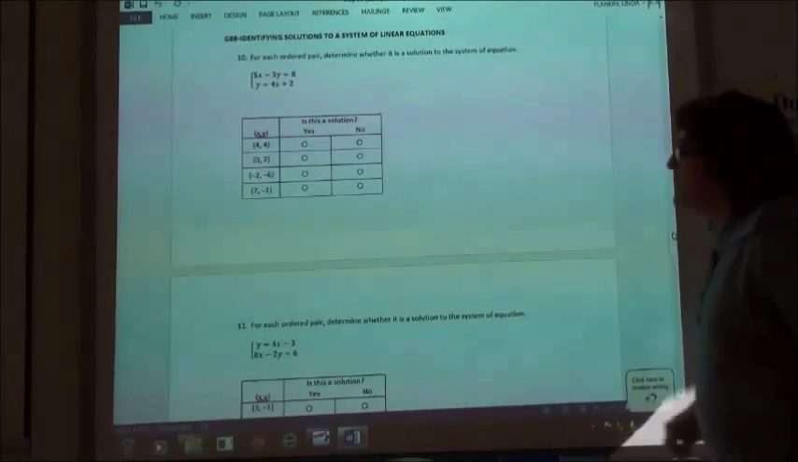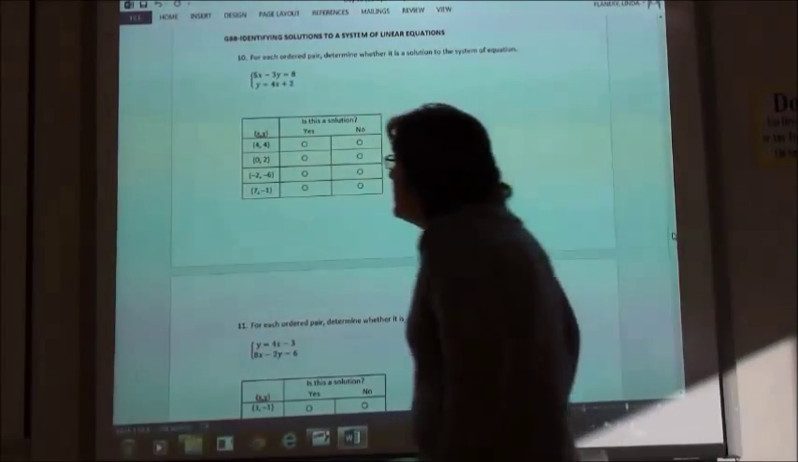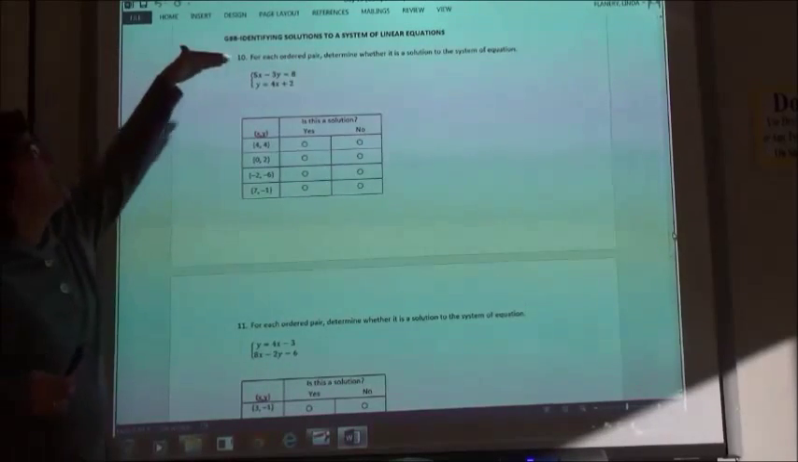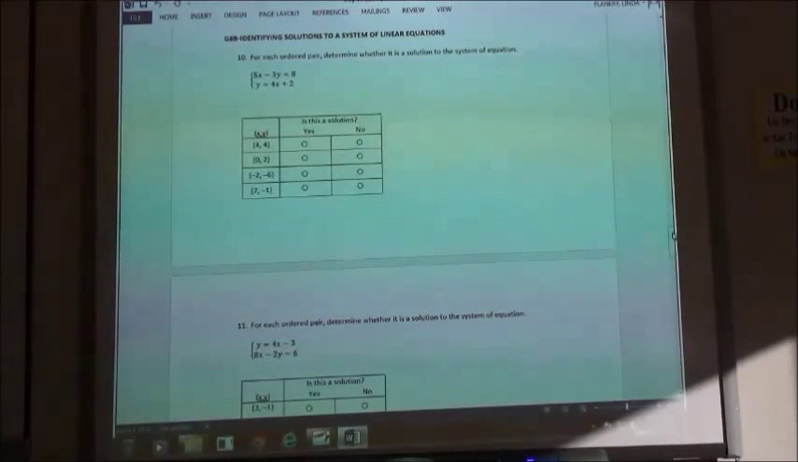Chapter: Identifying solutions to systems of equations. If it's going to be a solution to the system, it has to work in both equations. You already had ones where you just tested one line. Now you're going to test both of them. However, if it doesn't work in one of them, the answer is going to be no. So if it doesn't work in the first one, don't bother checking the second one. In order to be yes, it has to work in both of them.